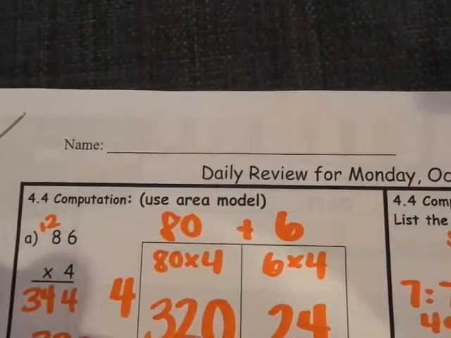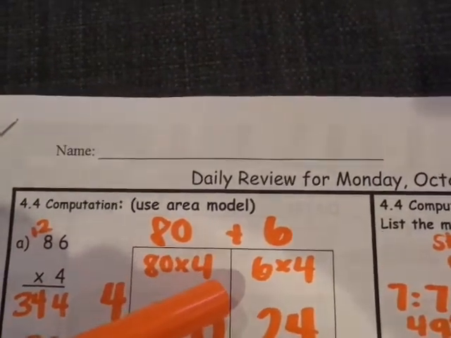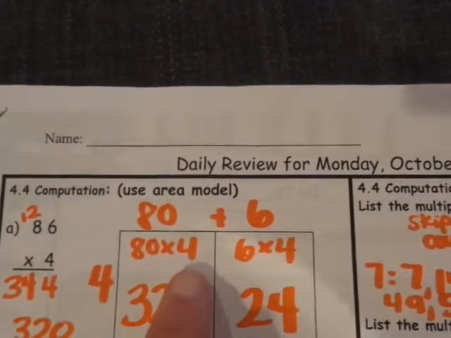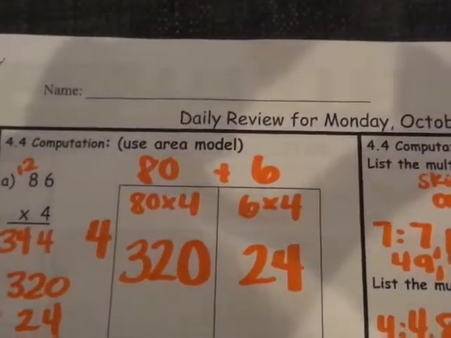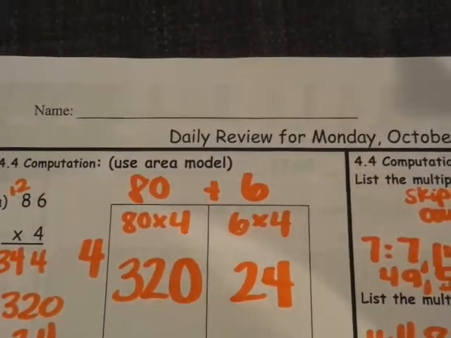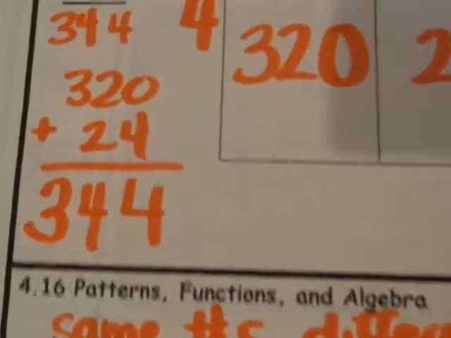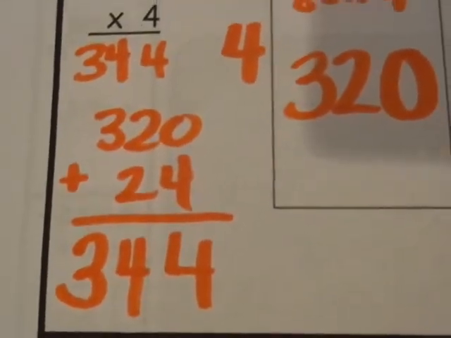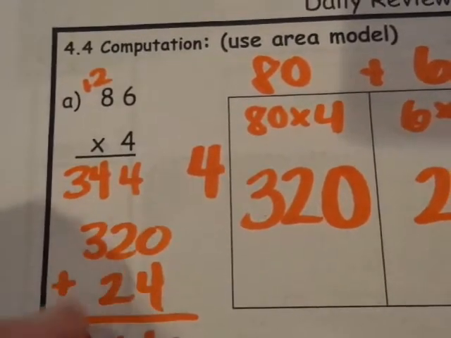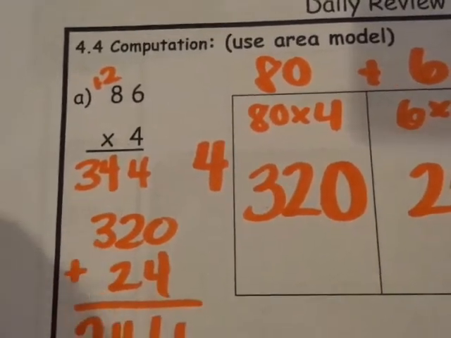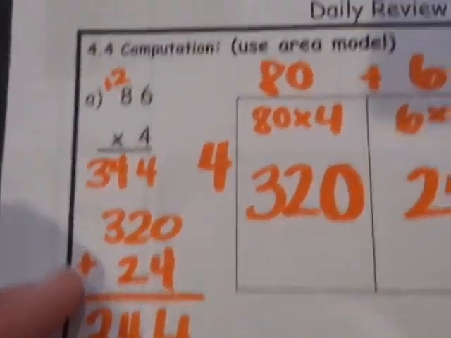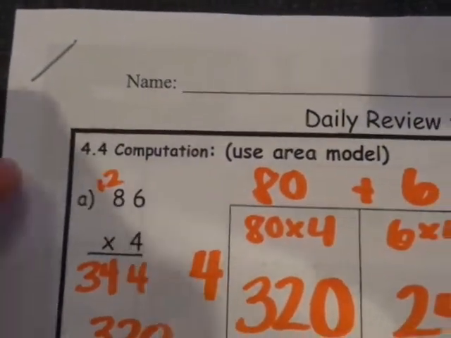And then in the first square I multiplied 80 times 4. Covered up my 0, 8 times 4 is 32. Put my 0 back on there. Then I multiplied 6 times 4, which is 24. Then I added those two up to get my final product. 4 plus 0 is 4, 2 plus 2 is 4, 3 plus 0 is 3. Final product is 344.